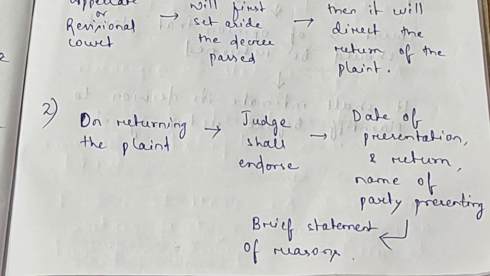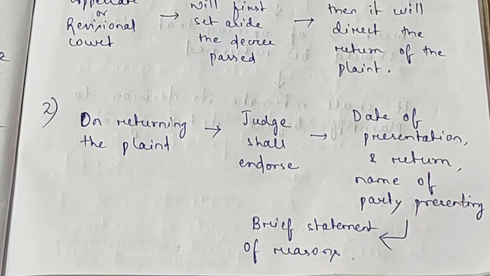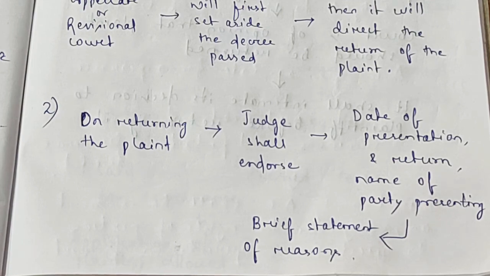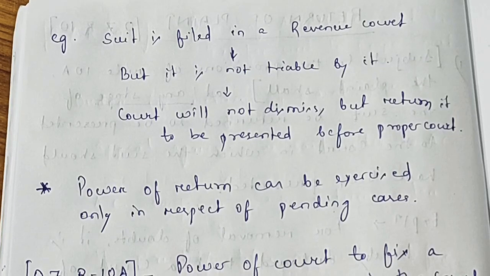Now sub-rule 2 says what the procedure is on returning the plaint. On returning the plaint, the judge of the court who is returning the plaint shall endorse the date of presentation of the plaint and the date of return of the plaint, plus the name of the party presenting the plaint, and a brief statement of the reasons for returning it. These shall be endorsed upon it. Now let's see an example.